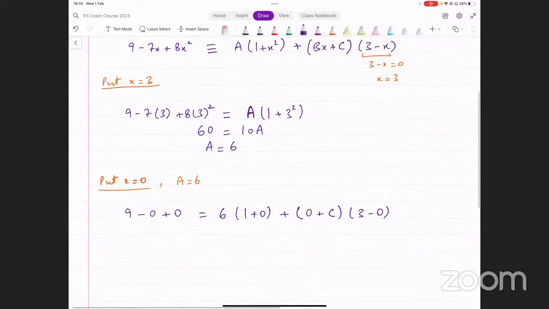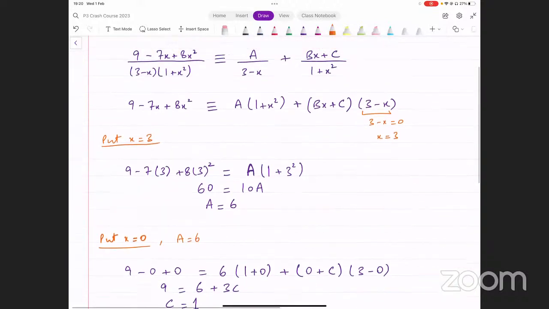Now we can simplify this. On the left, we've got 9. On the right, we have 6 plus 3 times c. 3c equals 3, and the value of c turns out to be 1. Okay, so we found c equals 1 from this as well. All right. So we have a now, and we've got c now. What do we do at this point?